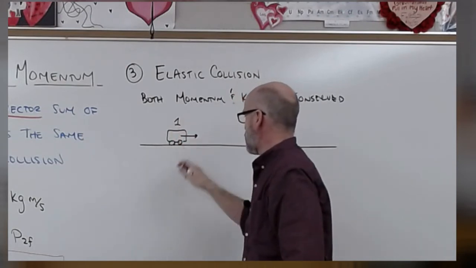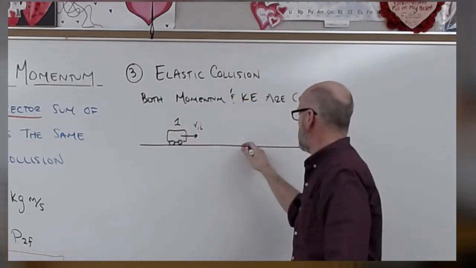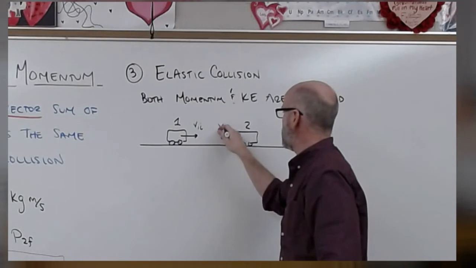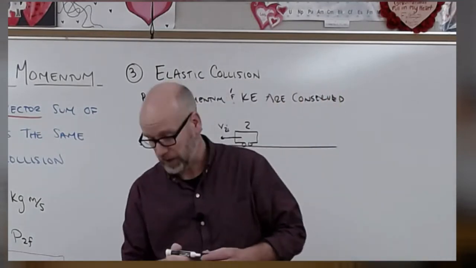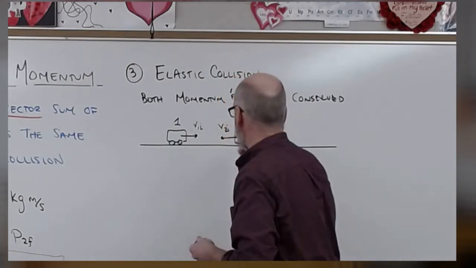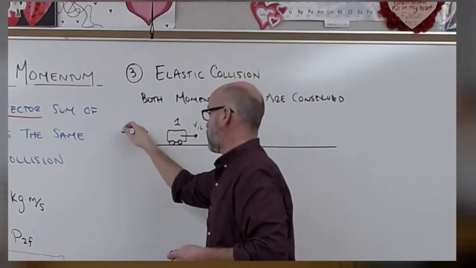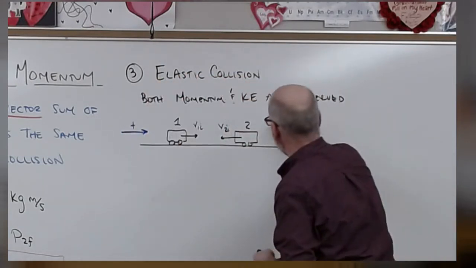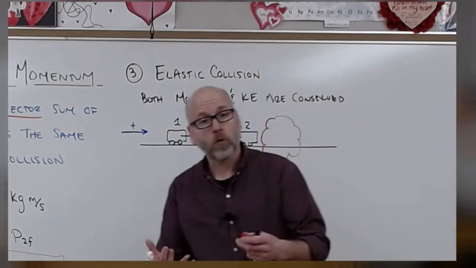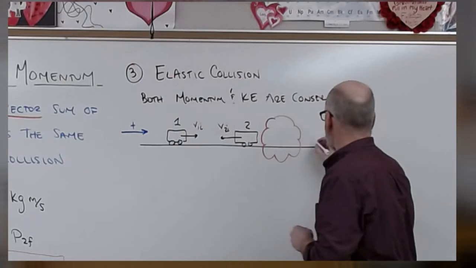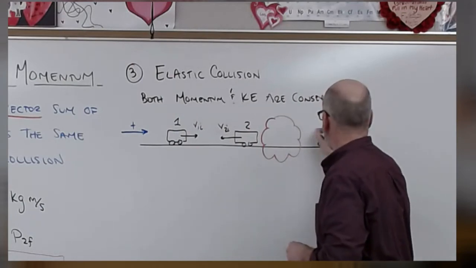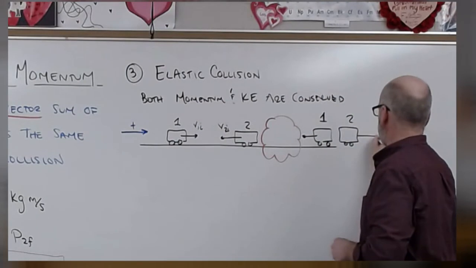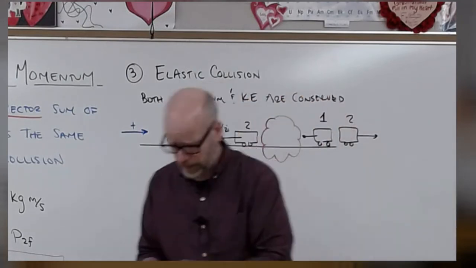Cart number 1 with V1 initial colliding with cart number 2 with V2 initial. Now, I got things going left and right. Whenever that happens, I better include a positive arrow to indicate the direction. That's critical. But after the collision, what's going to happen? Total momentum and kinetic energy must be conserved. So what I'm going to have is cart number 1 traveling to the left and cart number 2 traveling to the right. Now, let's see what that looks like mathematically.